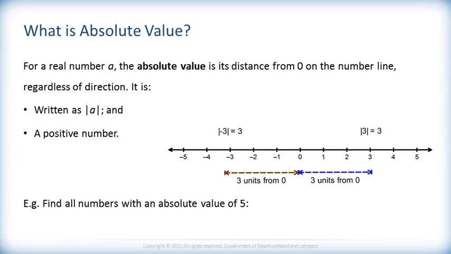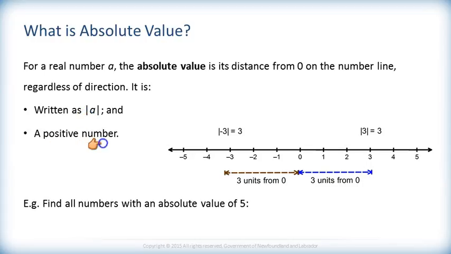What is absolute value? Well, for a real number, we'll call it A, the absolute value is simply its distance from 0 on the number line. So for example, -3 is 3 units away from 0, and +3 is 3 units from 0. When we want to talk about the distance of a number from 0 on the number line, we put these little vertical bars around that number. And that tells us we're talking about absolute value.